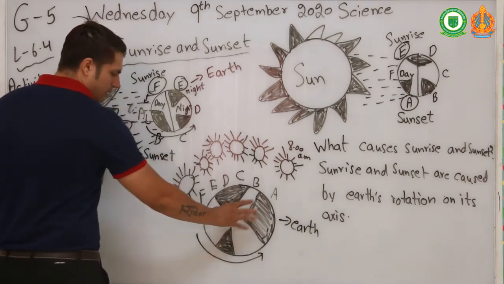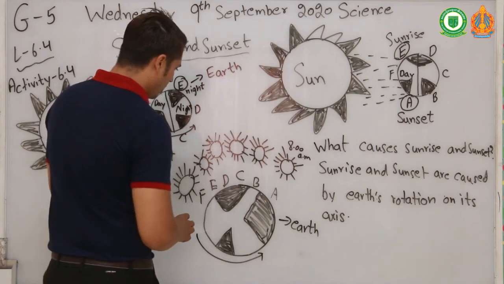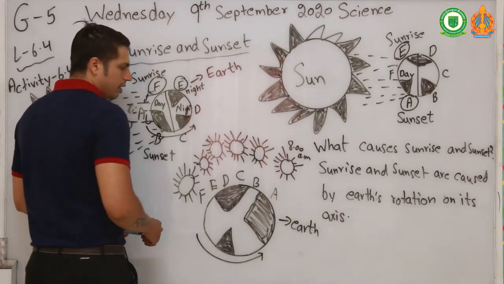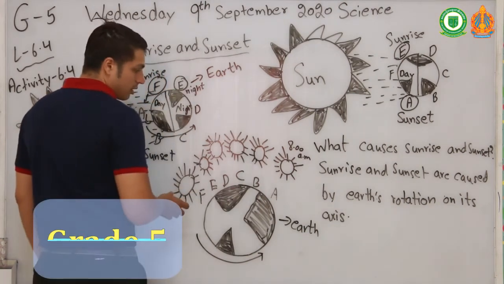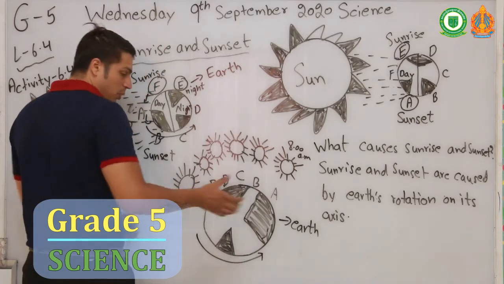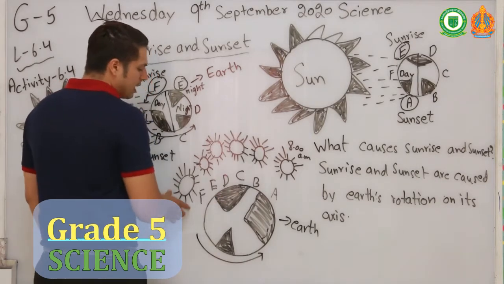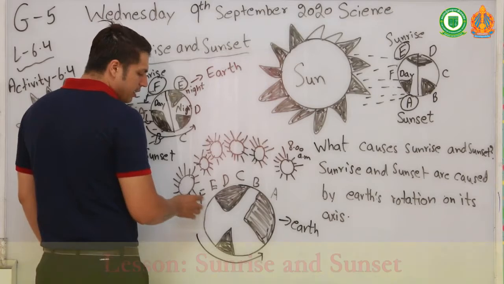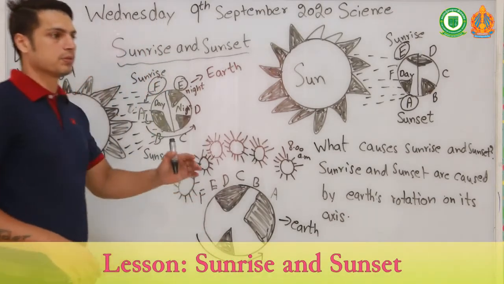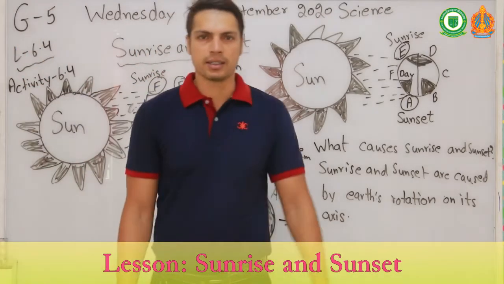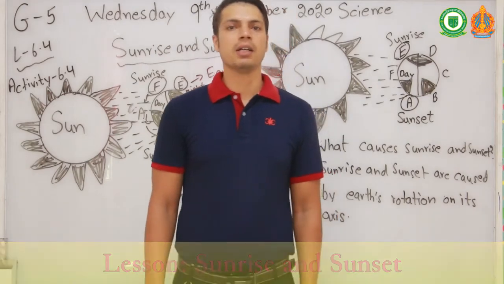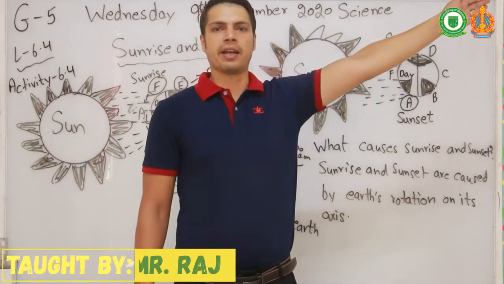So Earth spins this way. Now, suppose the sun rises from this side. So they will see the sun. Suppose I am Earth, and in the morning I will see the sun here.